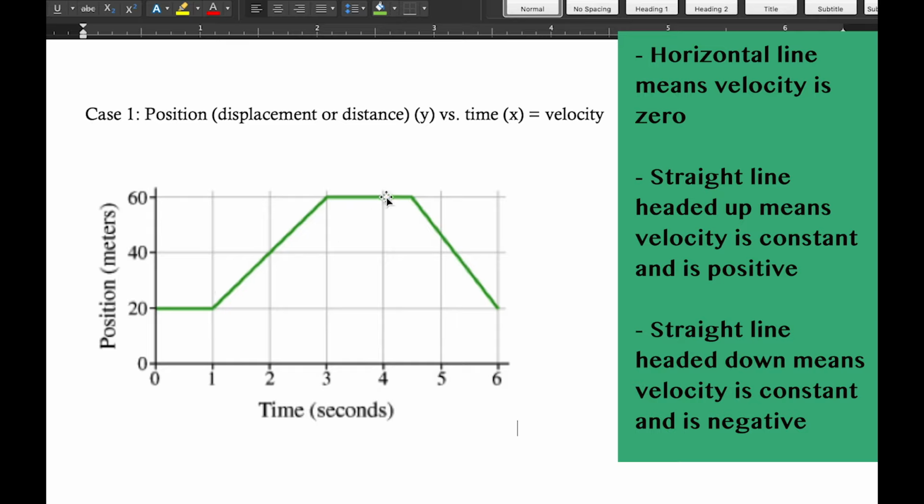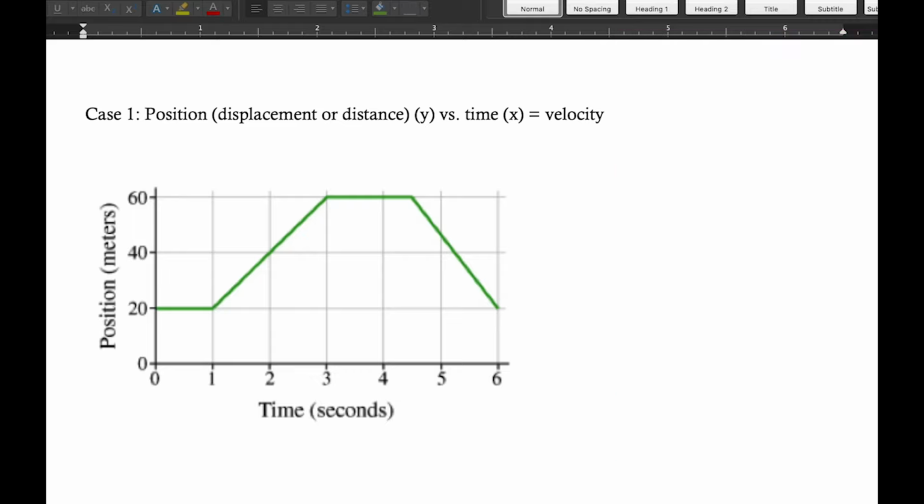Then the velocity becomes zero again because we have a horizontal line, and then it becomes a straight line that's heading down. If we have a straight line heading down, this means that we have a negative velocity that is constant, which means zero acceleration. So basically here we have a zero velocity, a constant positive velocity, a zero velocity, and then a constant negative velocity.